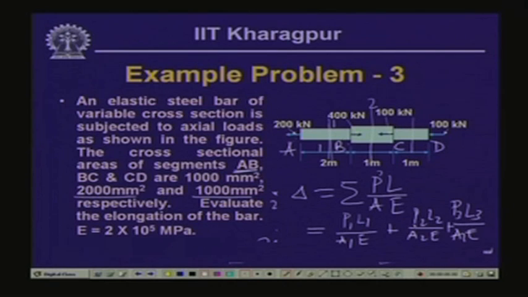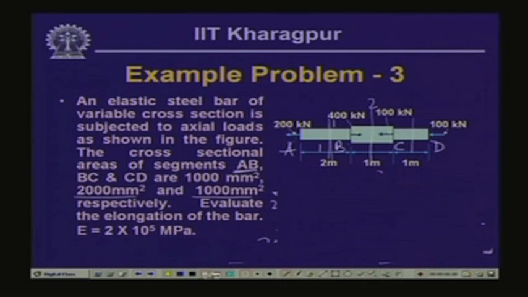Now, for the second segment, this P 2 is negative, it is compressive, if we call P 1 tensile as positive. For the third segment, P 3 is compressive and again negative. Now, if we substitute these values, as we know the value of P 1, we know the value of L 1, we know the value of A 1, and correspondingly P 2, L 2 and A 2, and the values of P 3, L 3 and A 3, and if we calculate that, we can compute the value of the deformation.